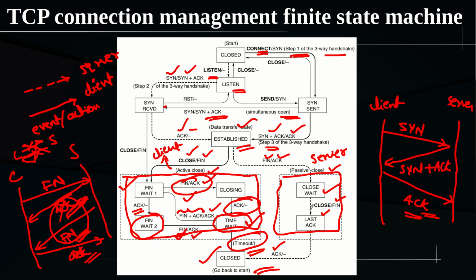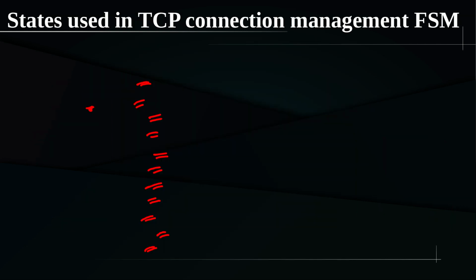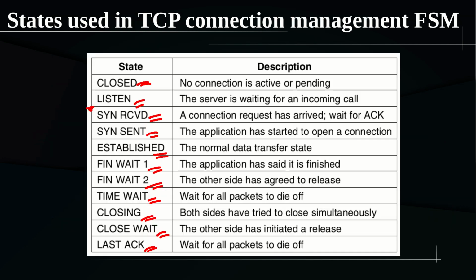Now you can go through the subsequent part for understanding the procedure. These things I listed, I will just be reading out. Make sure this picture is very clear to you, so that you can explain further from this point. So these are all the states. For example, closed: no connection is active or pending. Listen: the server is waiting for an incoming call. SYN received: a connection request has arrived, wait for the acknowledgement. Now I think you can relate all these states from the diagram. Make sure you understand the diagram clearly, and if at any point you have any doubt, you can ask me during our discussion class.